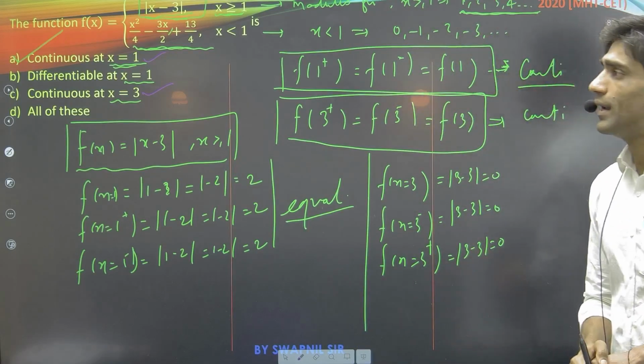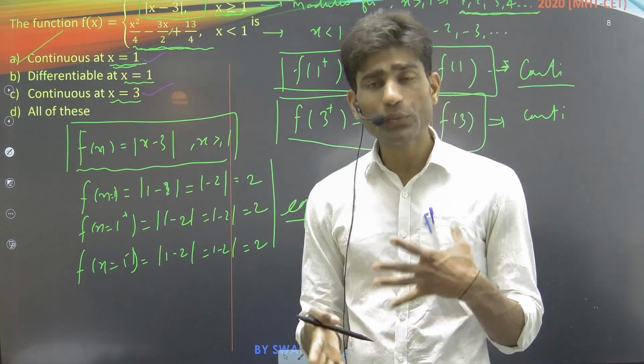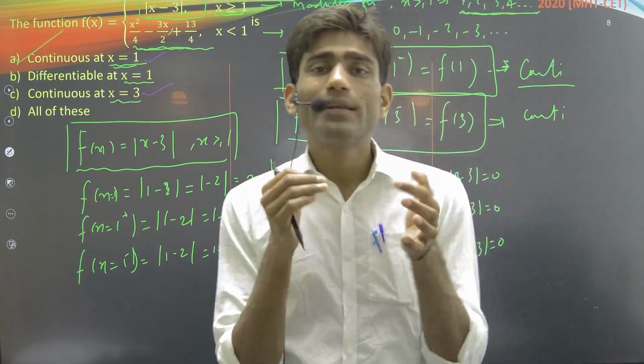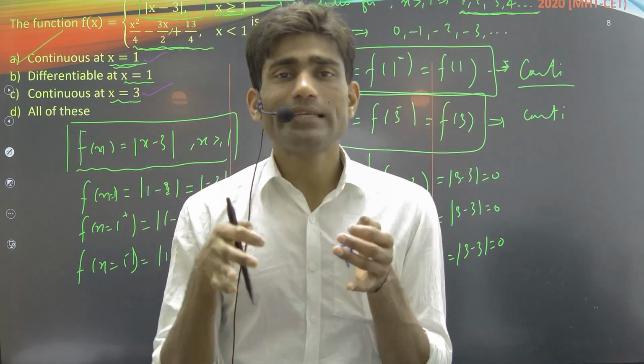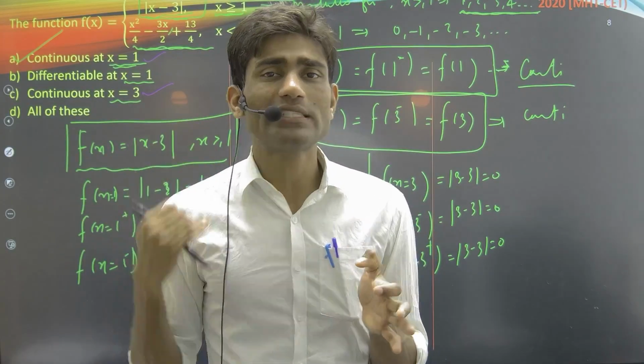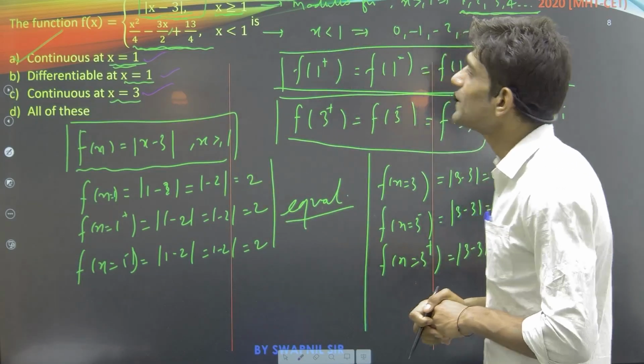Now we have to verify whether it is differentiable at x equal to 1 or not. Obviously it is differentiable. Directly we apply the limit as h tends to 0 of f of x plus h minus f of x upon h at the point x equal to 1, and you can easily get that our function is differentiable.